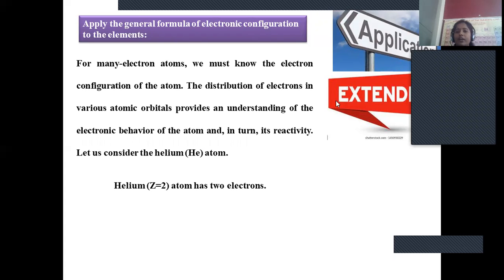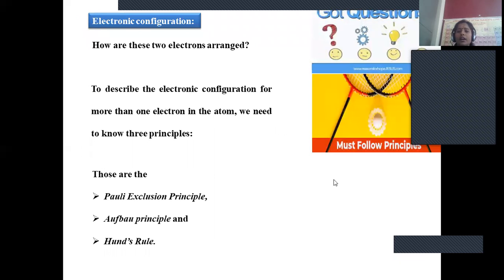We are extending this formula to helium now. Helium is composed of two electrons in its outermost electronic configuration. So the Z value, the atomic number, is taken as 2 here. Now, in order to fill the electrons, we have to follow, we have to obey the three principles. One is called Pauli's exclusion law.